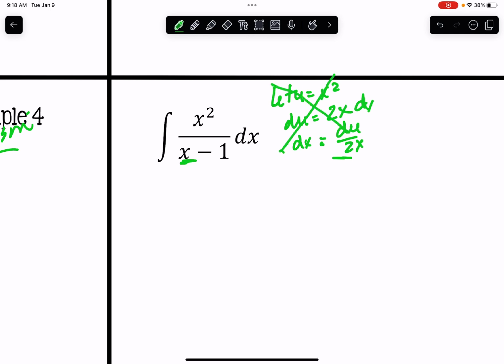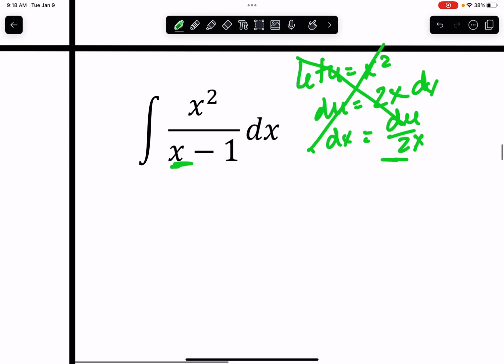And so what we do is we look at this again and we say, the degree on the top is one larger than the degree on the bottom. So why don't I actually divide this out and get a polynomial with a remainder? And then maybe I can integrate each piece. So that's the idea. All right, so we're going to do long division. It's not going to take us long. This is a refresher here.